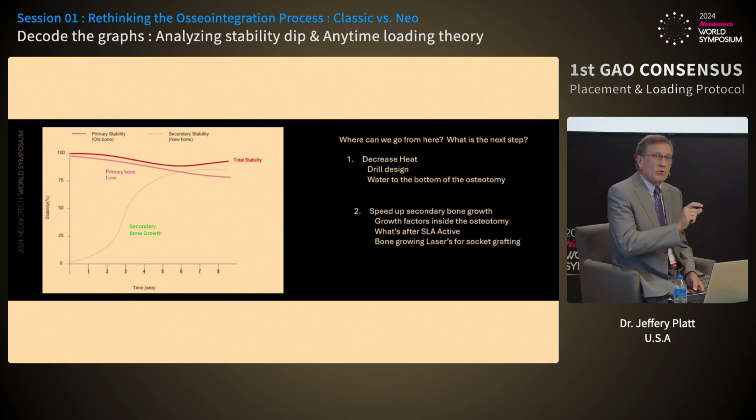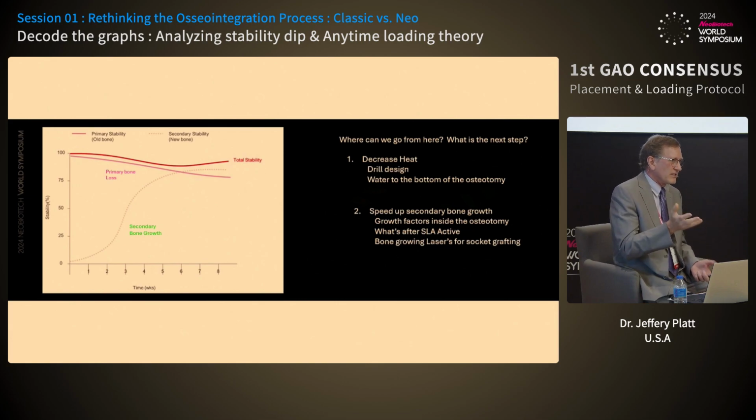I think this is where we need to look at for the future, is to say, yes, we've already achieved this level. What can we do to take it one step higher and one notch better? What can we do to help with secondary bone growth? And how can we increase that faster?